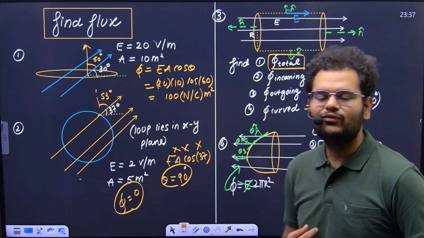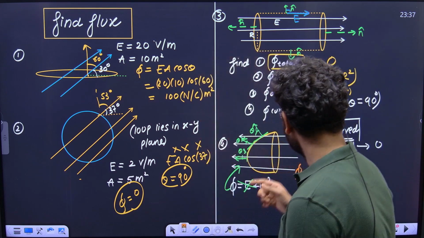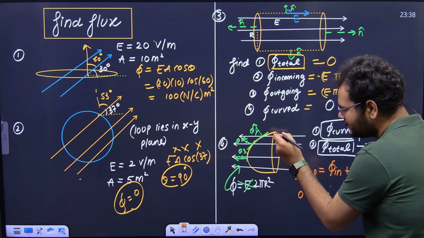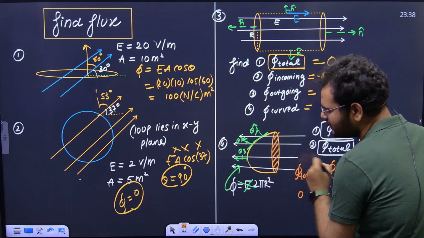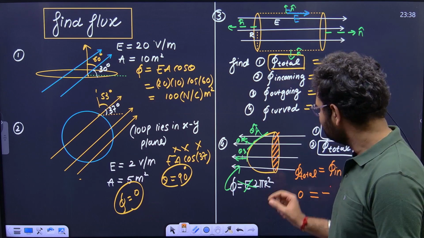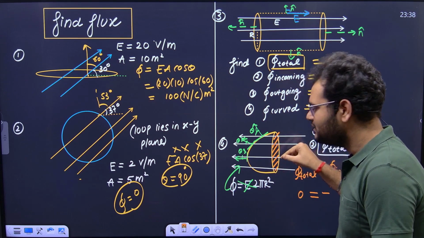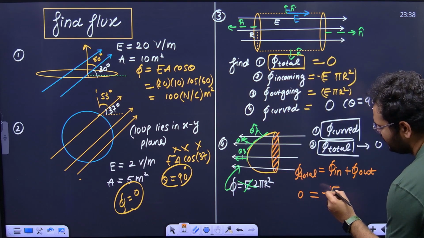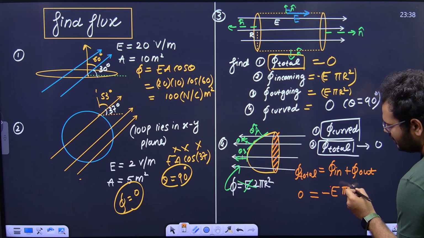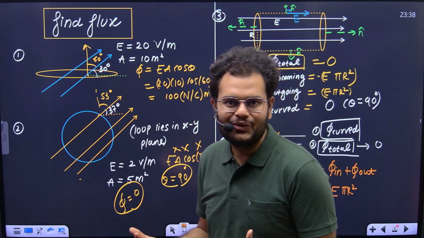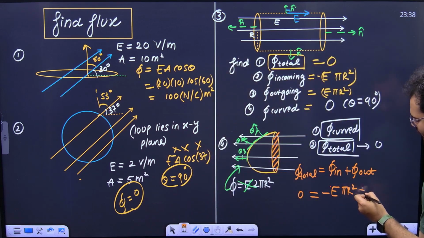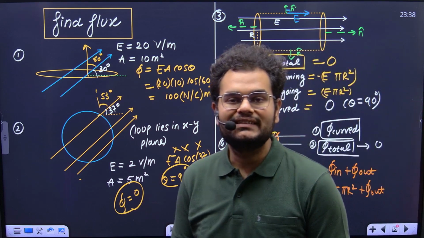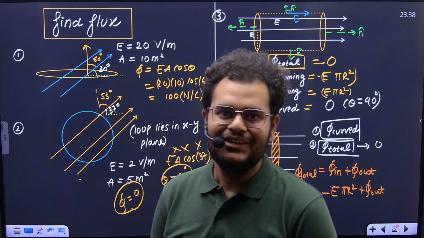Can you tell me what is incoming flux? Sir, incoming flux we anyway write in negative. Where is incoming? This circular area. This area is having incoming flux. Are you getting it? Okay sir. What is area of this? Simply pi r square. It is a circular surface, right? So I will write electric field into pi r square. Already I have declared negative, don't write double negative. Plus phi outside. So from here you will get phi outside as E into pi r square. That's it. So all the best.